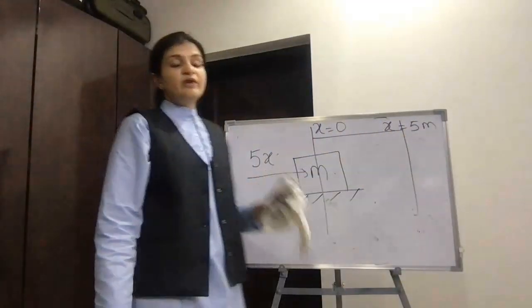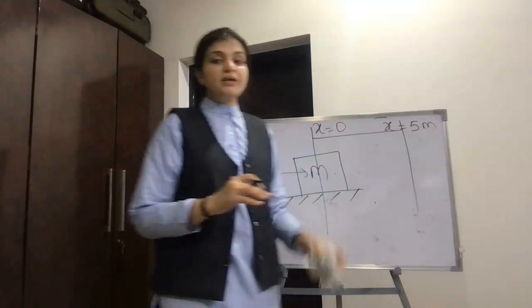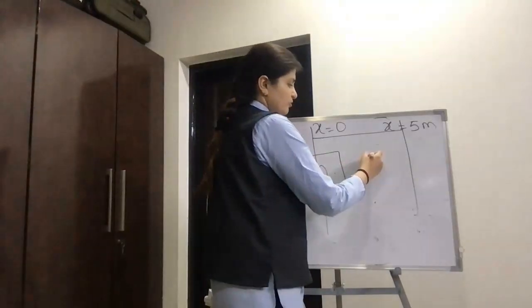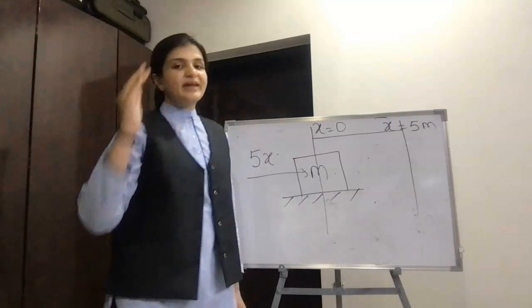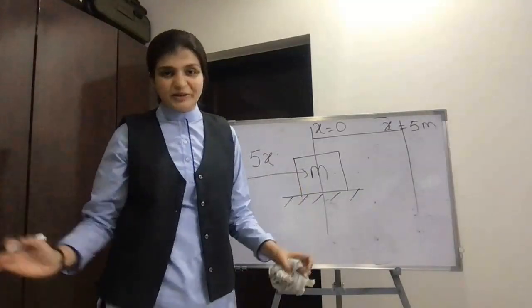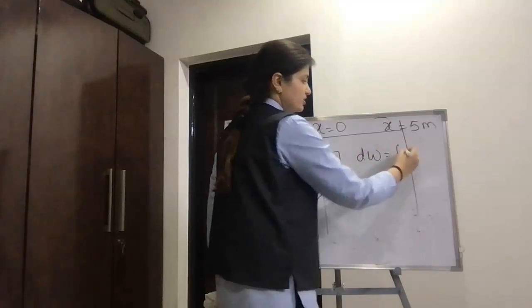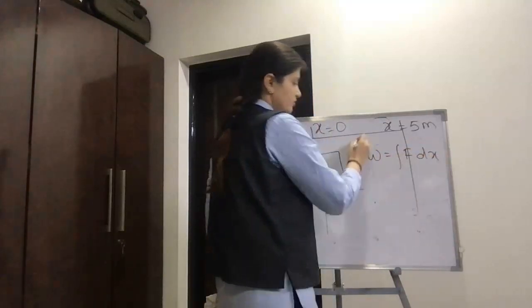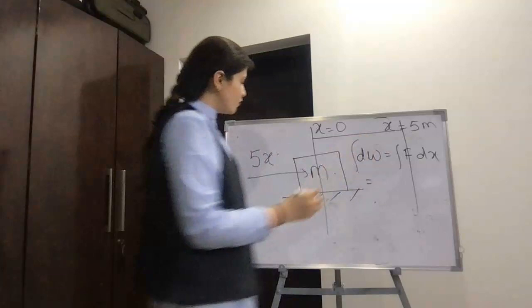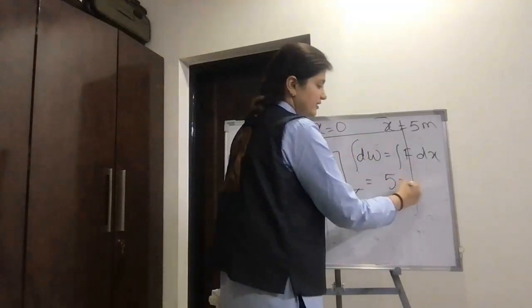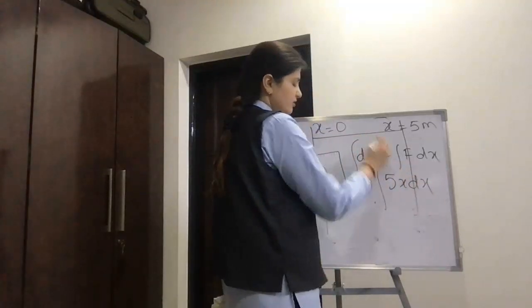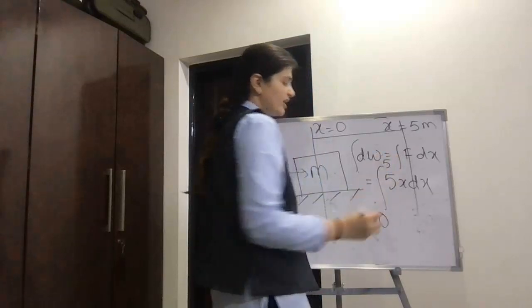So the total work done in this case will be equal to, we know already that the work done by a variable force is dW equal to force into displacement. So we can integrate both the sides. Force is 5x into dx, integrating from x equal to 0 to 5 meter.